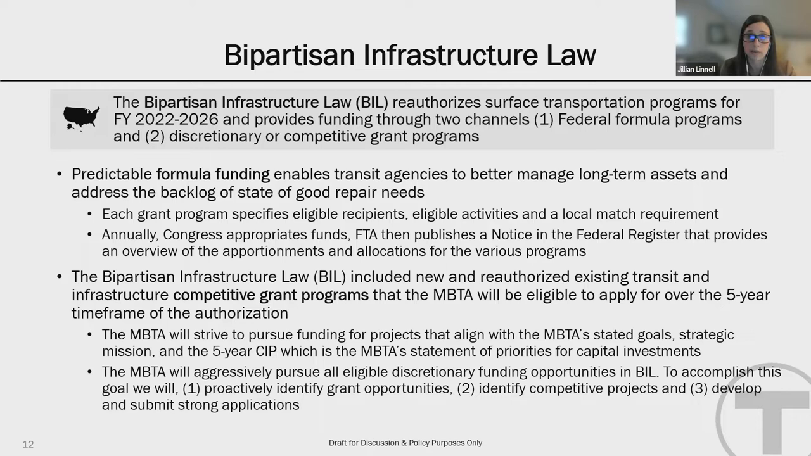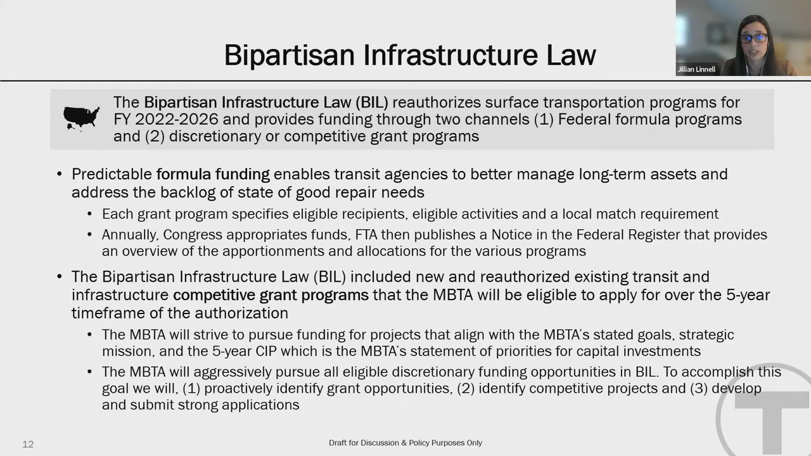Our source assumptions that were used to develop the five-year proposed CIP do reflect our current estimates of federal formula funding levels under this new authorization, which do reflect a new baseline of funding levels. The Bipartisan Infrastructure Law also reauthorized a significant number of transit and infrastructure competitive grant programs. We expect these competitive grant programs to run annual funding rounds over the five-year timeframe of the authorization. The MBTA will need to develop and submit an application for each opportunity during each funding round and will compete with transit agencies and other public entities across the country.